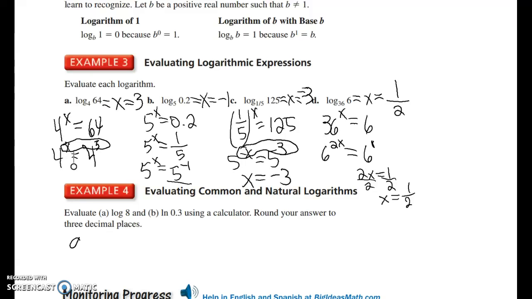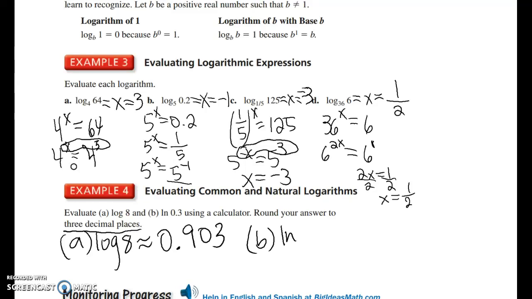So now look at example 4, and we're going to evaluate log of 8 and ln of 0.3 using our calculator. We want to round to 3 decimal places. So if we put log 8 in our calculator, we get 0.903. And for part B, if you put ln of 0.3 in the calculator, you get about negative 1.204. If you're not sure where these buttons are tomorrow, I can help you with that, so just let me know in class.